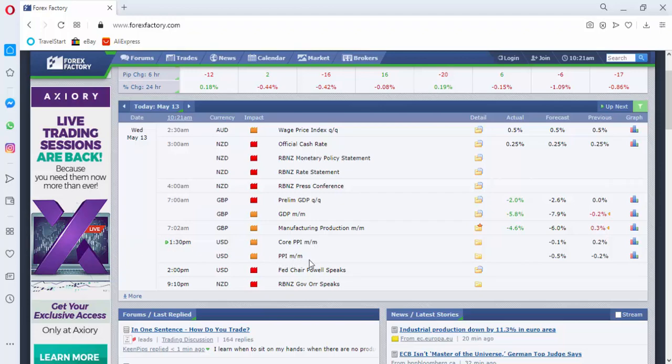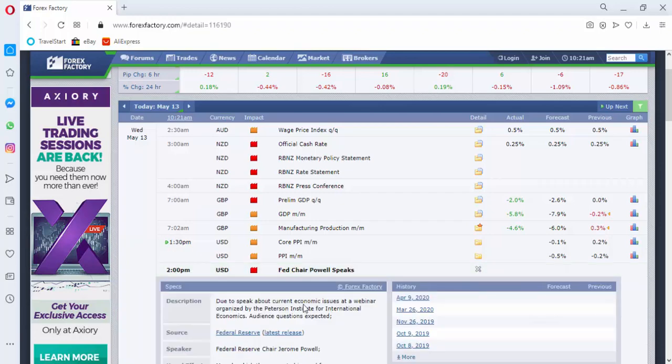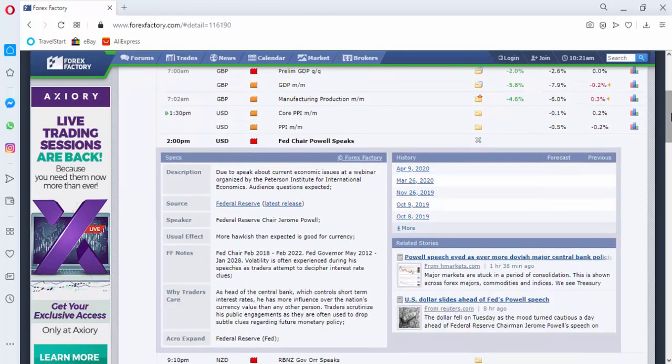So as a trader, you're expected to pay more attention to this core PPI data much more than the PPI data by 1:30 p.m. And the most important one for today is the speech by Jerome Powell. That's by 2 p.m. The chairman of the Federal Reserve Bank will be speaking about economic issues at a webinar organized by the Peterson Institute for International Economics. So later today by 2 p.m. we're expecting this speech by the most important person when it comes to monetary policy in the United States.